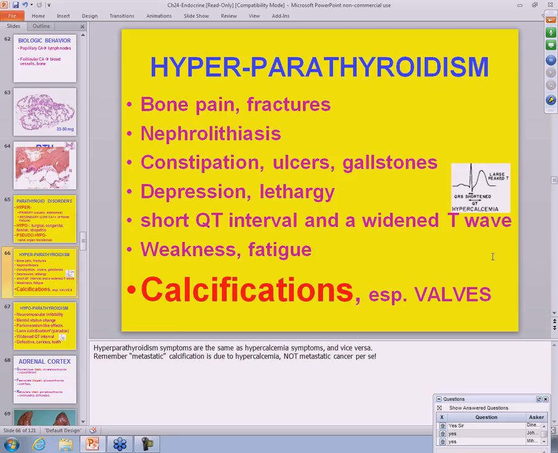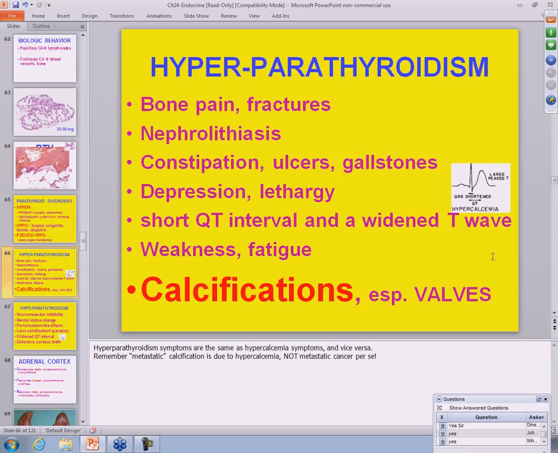But if a person with hyperparathyroidism gets a gallbladder stone, it's very likely to be a calcium stone rather than a bilirubin stone or a cholesterol stone. Hyperparathyroid people become constipated. They get ulcers. They get gallstones. And you know what kind they'd be more likely to get. General clinical things are depression and lethargy.